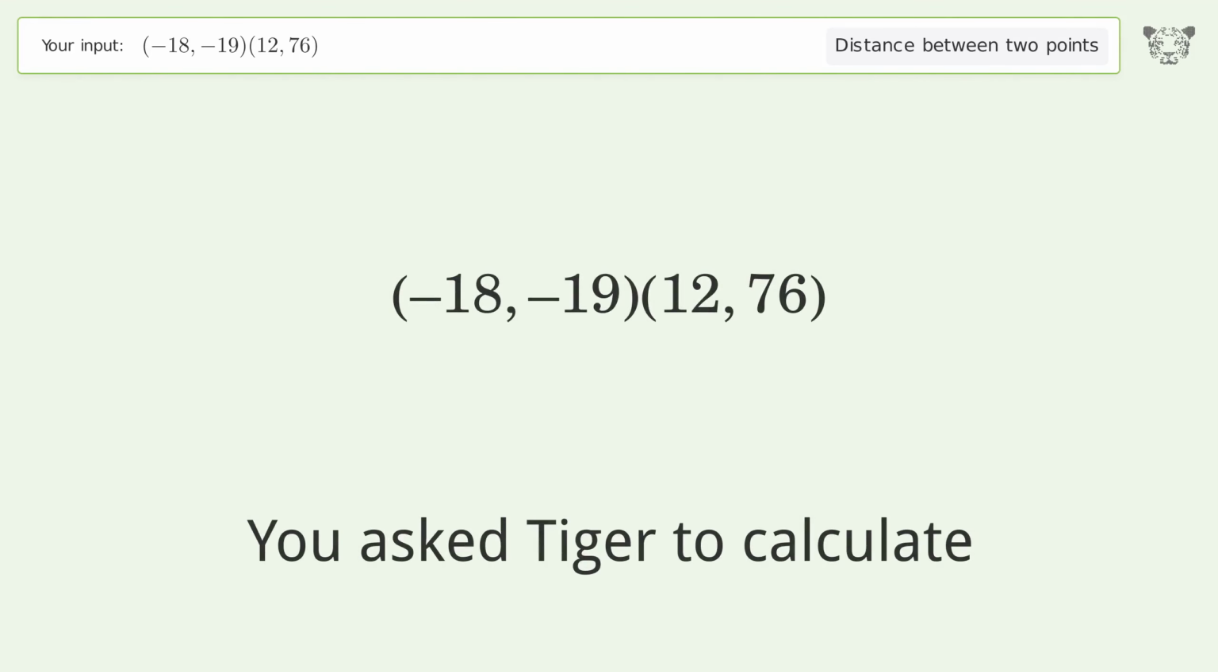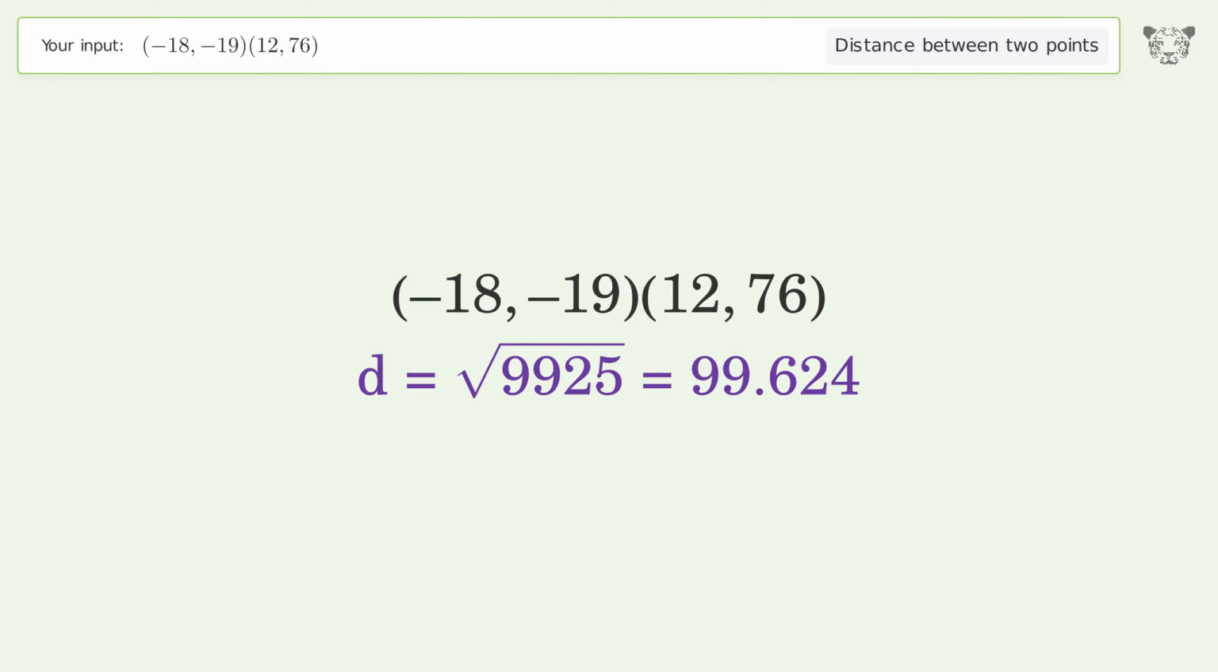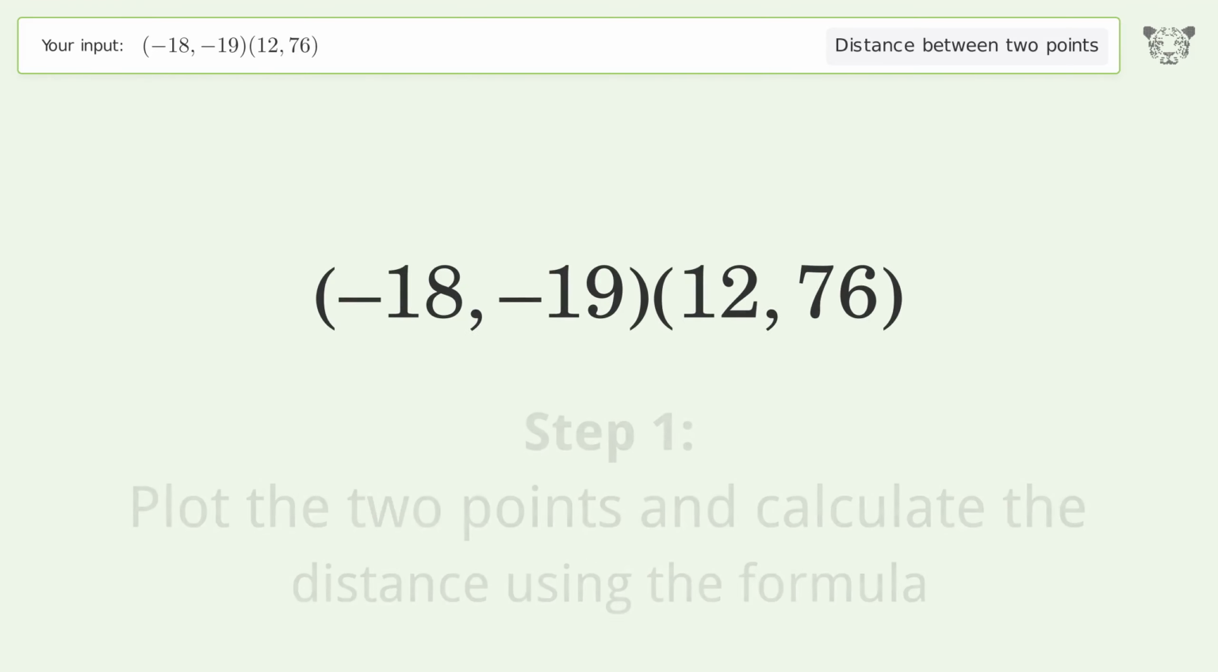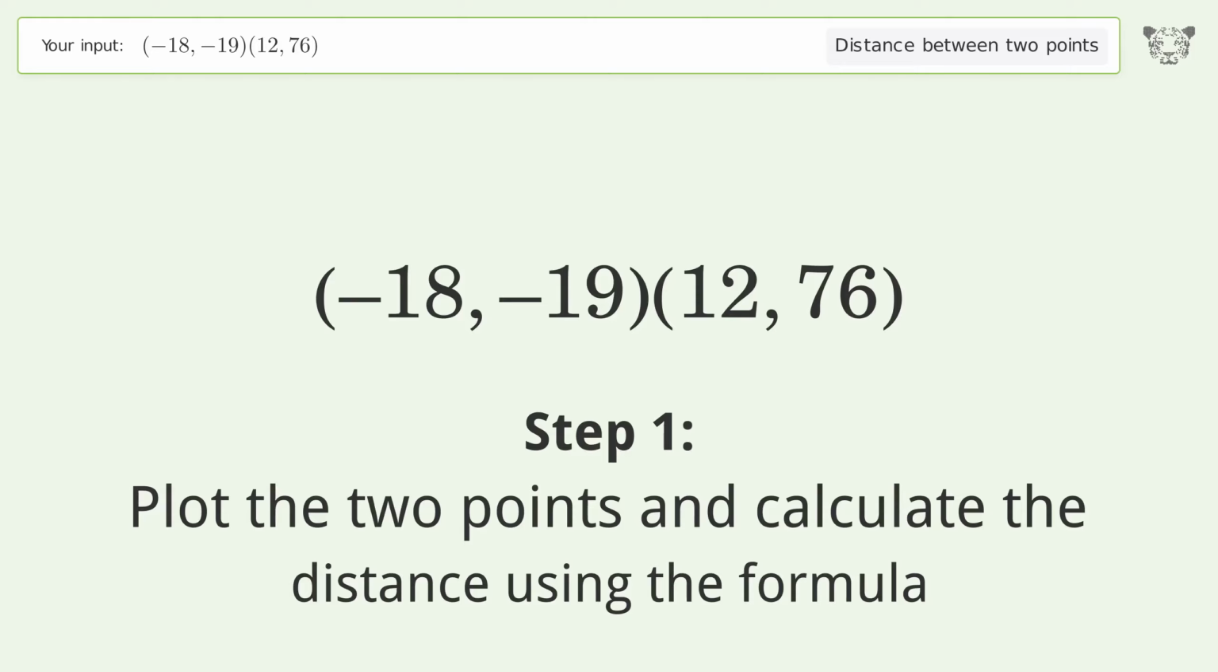You ask Tiger to calculate. This deals with the distance between 2 points. The distance between the 2 points is the square root of 9,925 or 99.624. Let's solve it step by step. Plot the 2 points and calculate the distance using the formula.